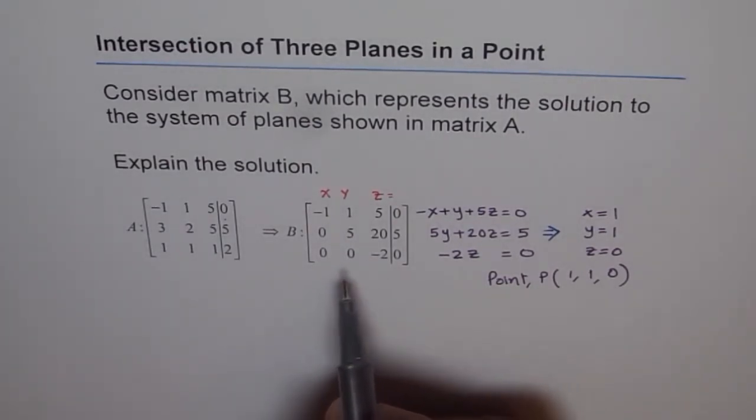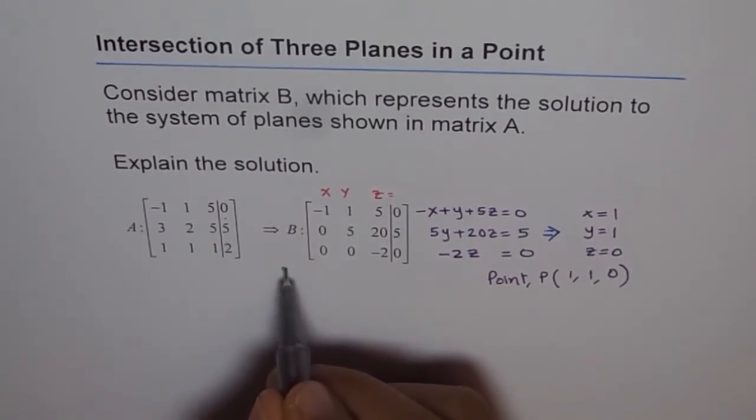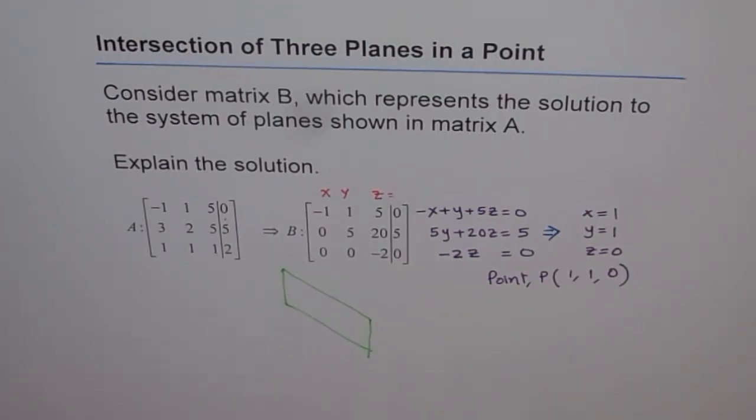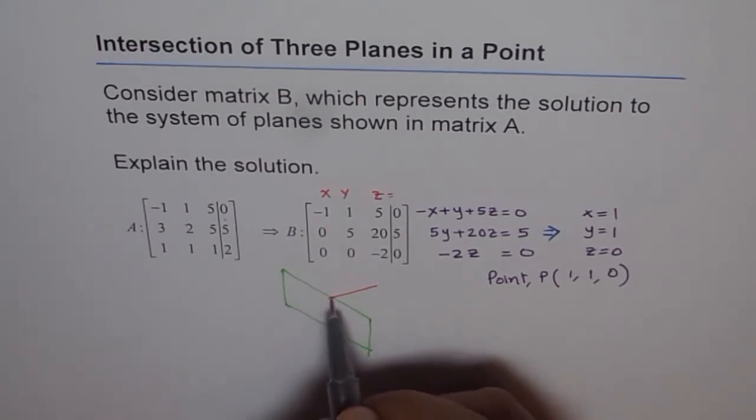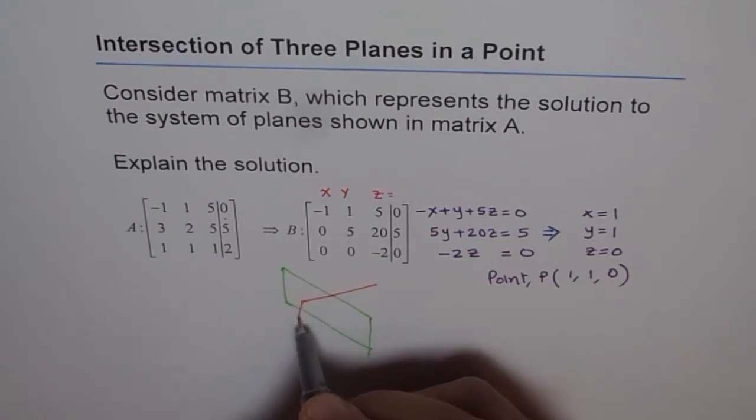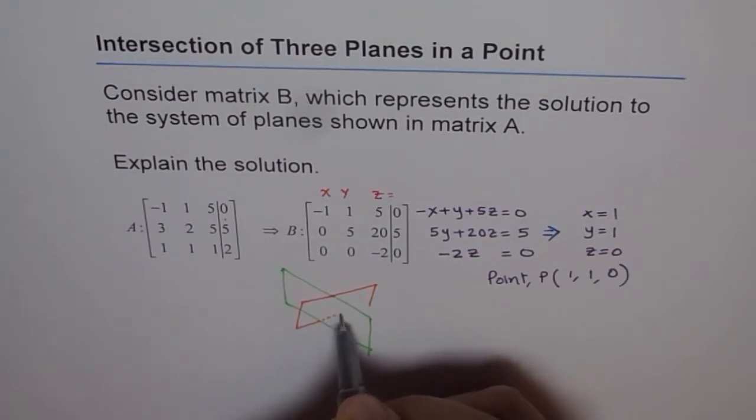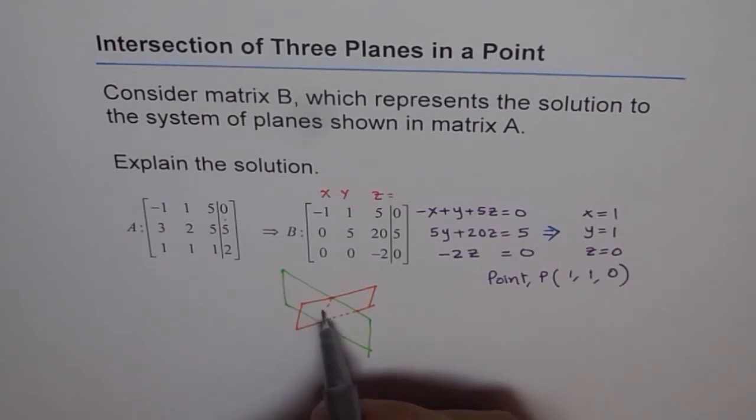a point. To graphically represent it, let me just show you one. Let's say this is one plane here. This is one plane, and then we have another plane, let's say, kind of like this. Then these two planes intersect like this, correct? But there is a third plane, and the third plane is kind of going inside here.